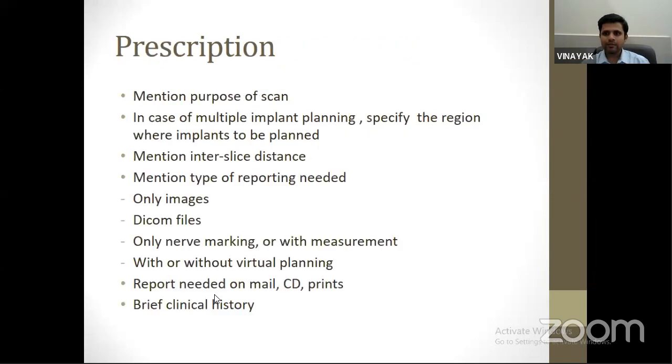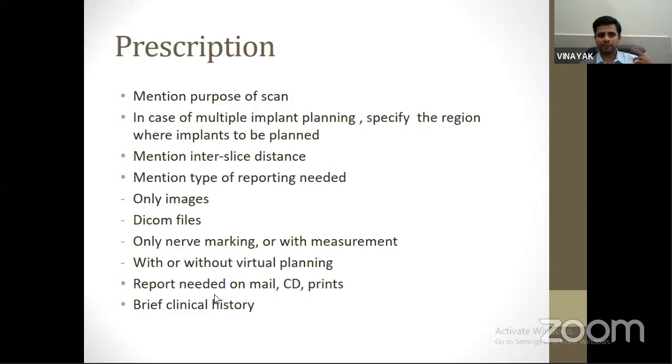Now, many times we just prescribe a scan, and there is nothing written on the paper about the purpose. So the radiologist also doesn't know what to report, and somewhere the purpose is lost in between. In that case, the solution is good communication between you and your radiologist. If you mention some things on your prescription paper, it becomes easier for your radiologist to understand what you want and give the report according to your need. So if you can specify what you want, then a customized report can be made.